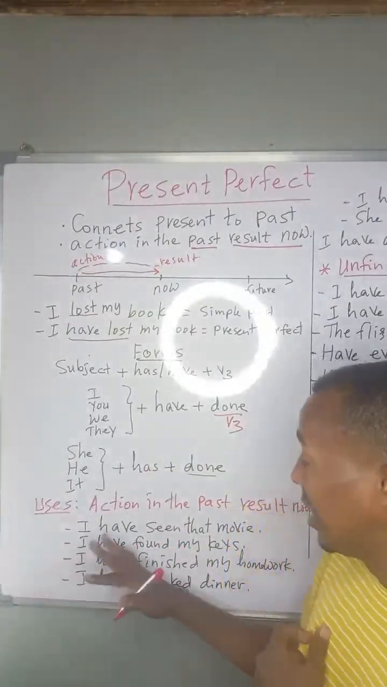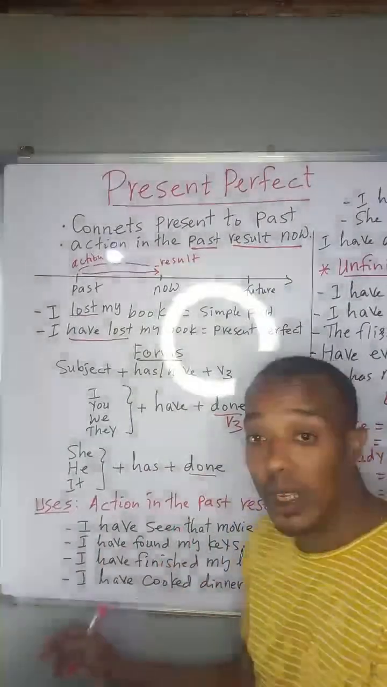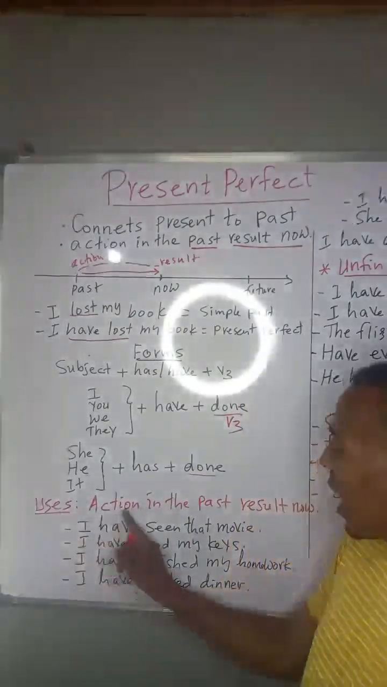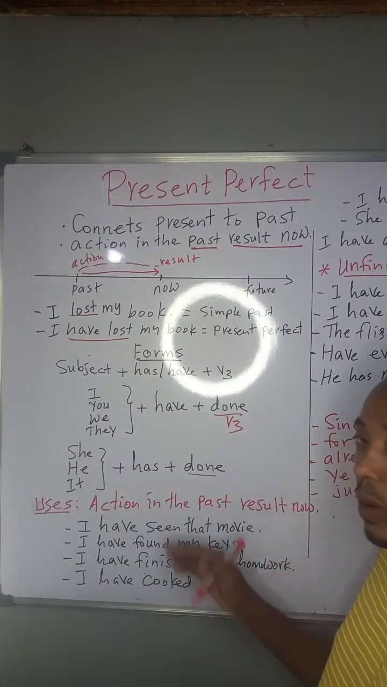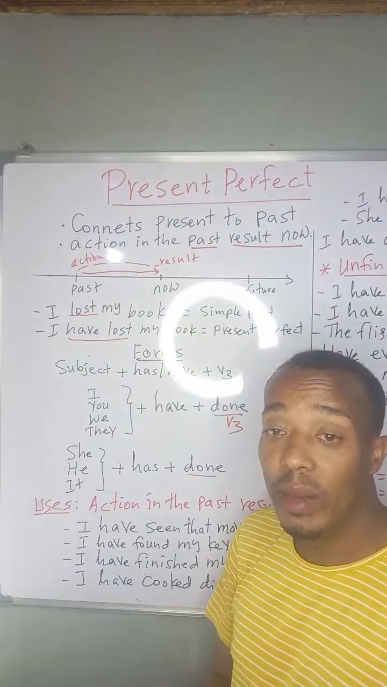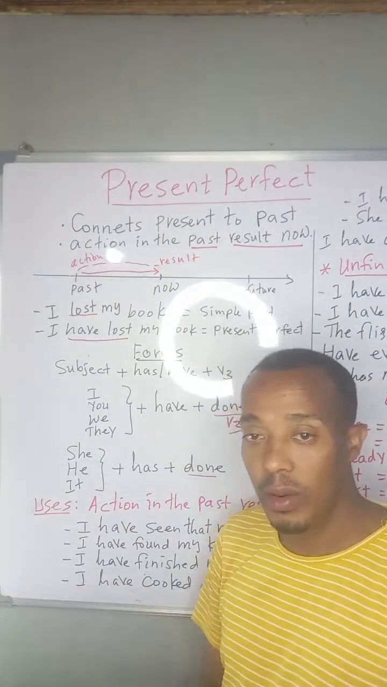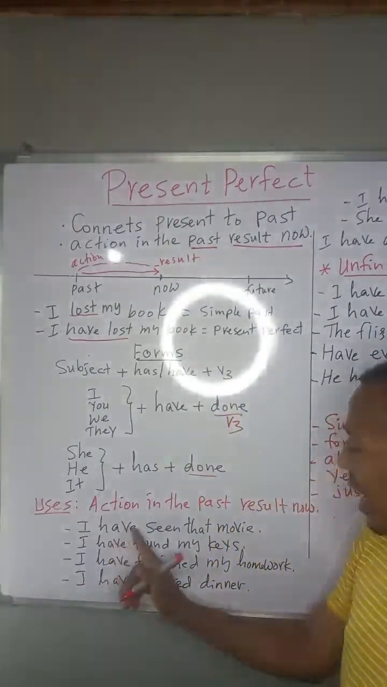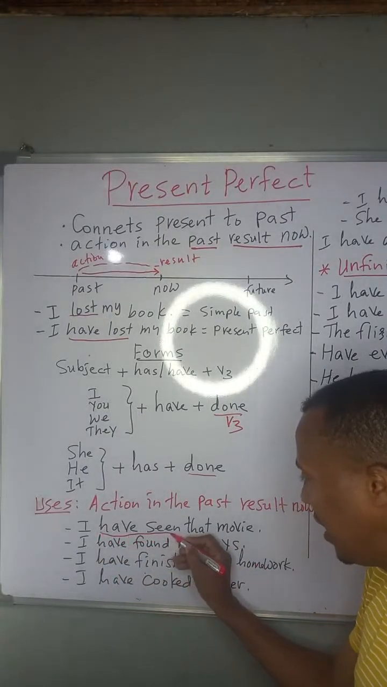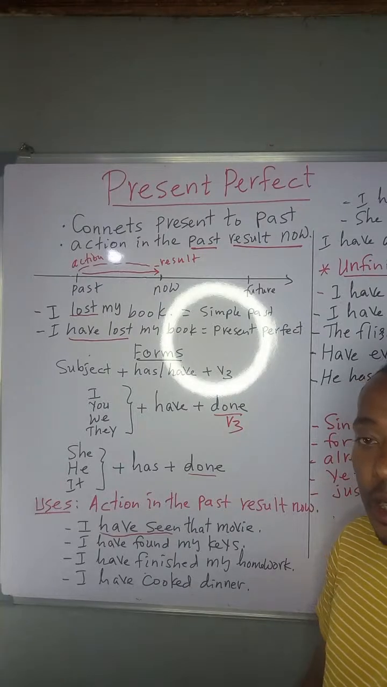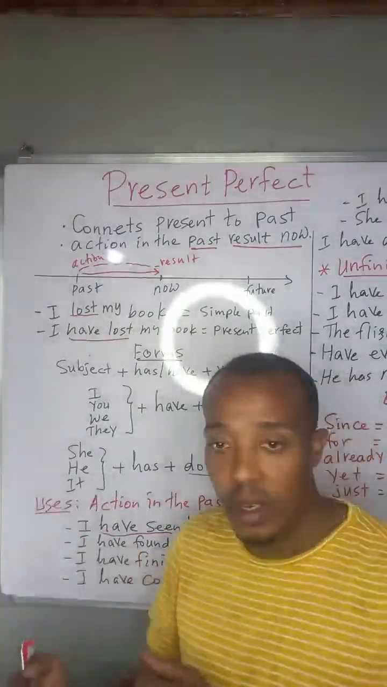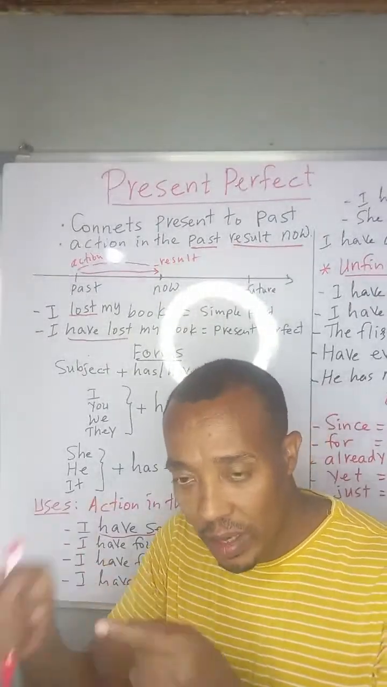Now let us see the use of present perfect tense. One: an action in the past with a result now. As I have said earlier, an action which is done in the past but whose result is seen now. For example, I have seen that movie. I have already seen the movie in the past.